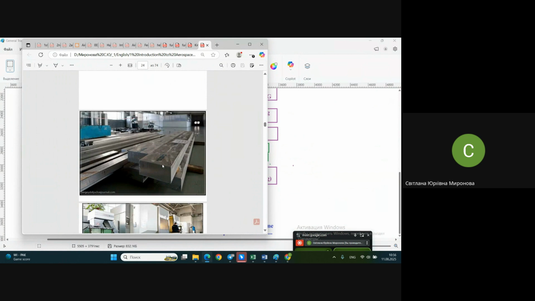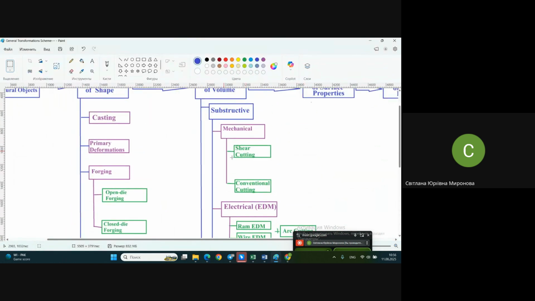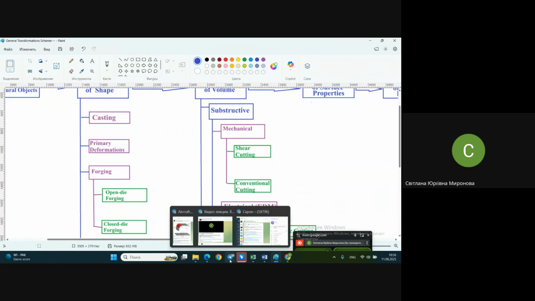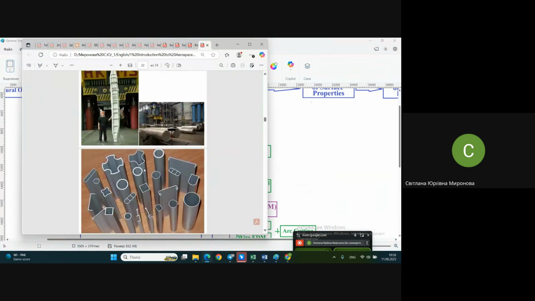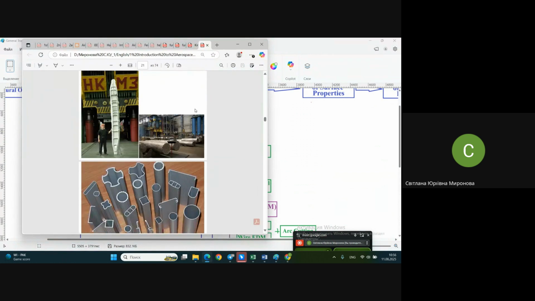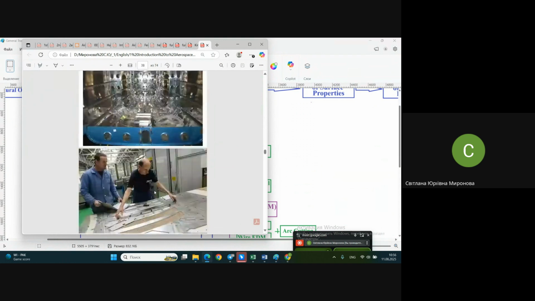Workpieces may be any. You may work with sheets. For instance, the same shape that you may cut by shear cutting, mechanical shear cutting, the same thing you may do by, wait, it disappeared somewhere here. Wait a second. Oh, here it is.